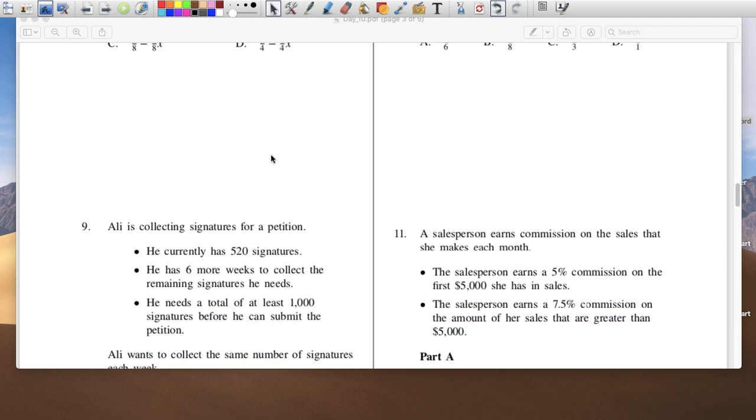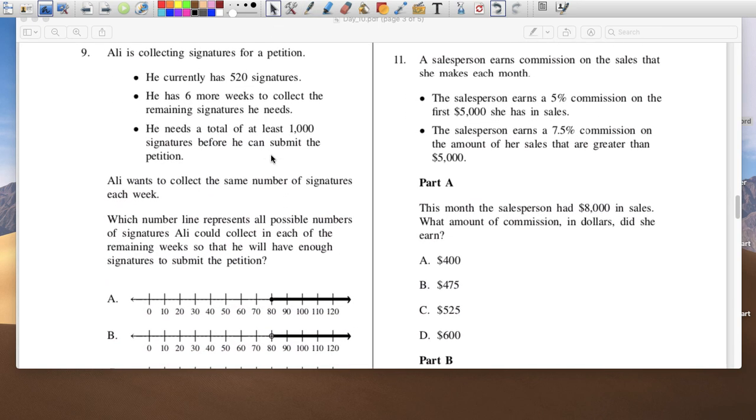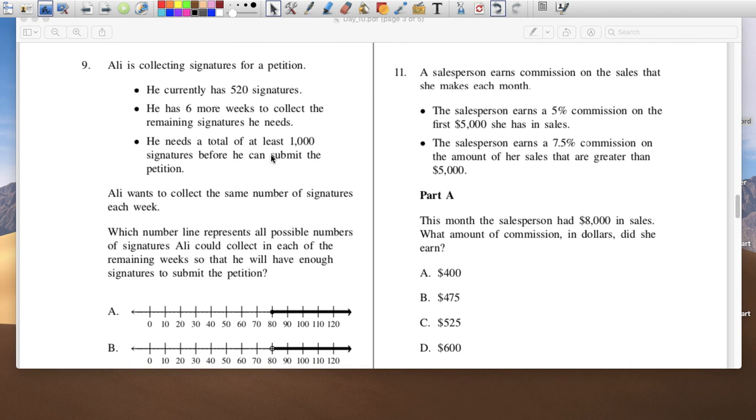11. Ali's collecting signatures for a petition. He currently has 520 signatures. He has 6 more weeks to collect the remaining signatures he needs. He needs a total of at least 1,000. He wants to collect the same number of signatures each week. Which line represents all possible numbers of signatures?